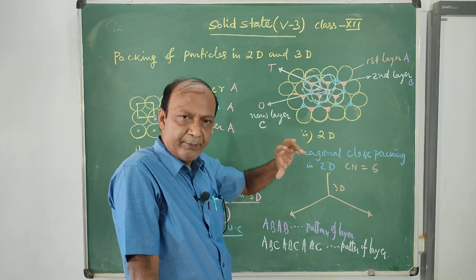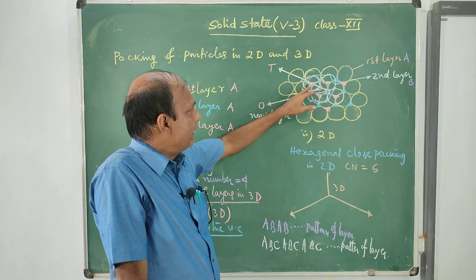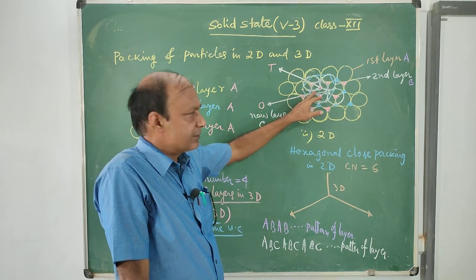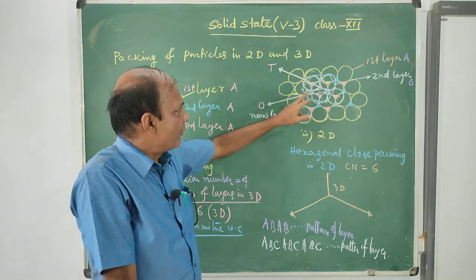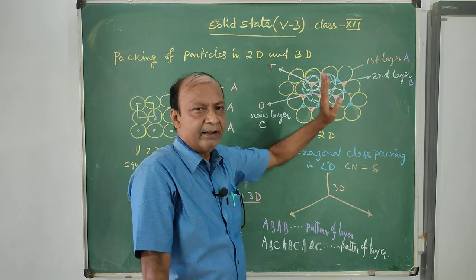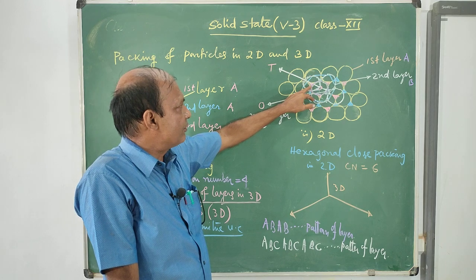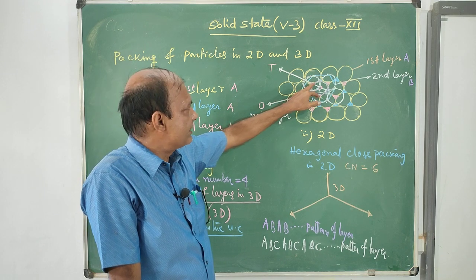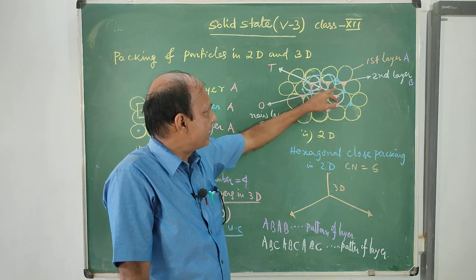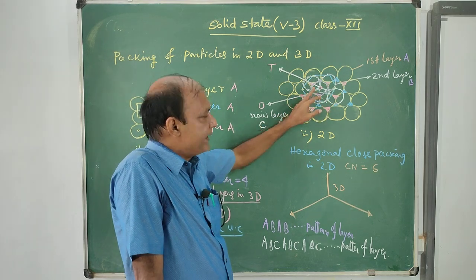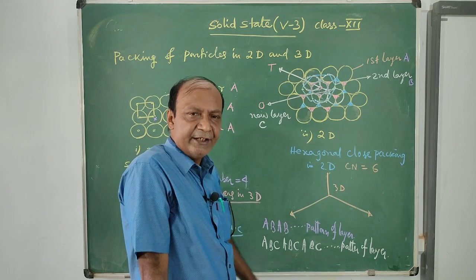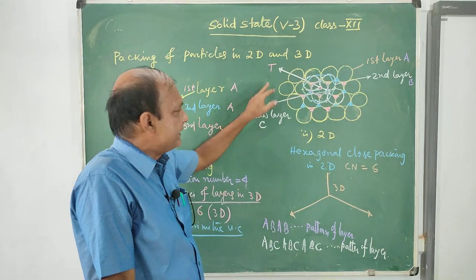That type, if you want to maintain, you have to place the spheres or particles on the triangular depressions. So whenever you are constructing the second layer by putting the spheres above the triangular depressions, these white spheres, you will be getting two types of depressions. These two types of depressions are marked by T and O.